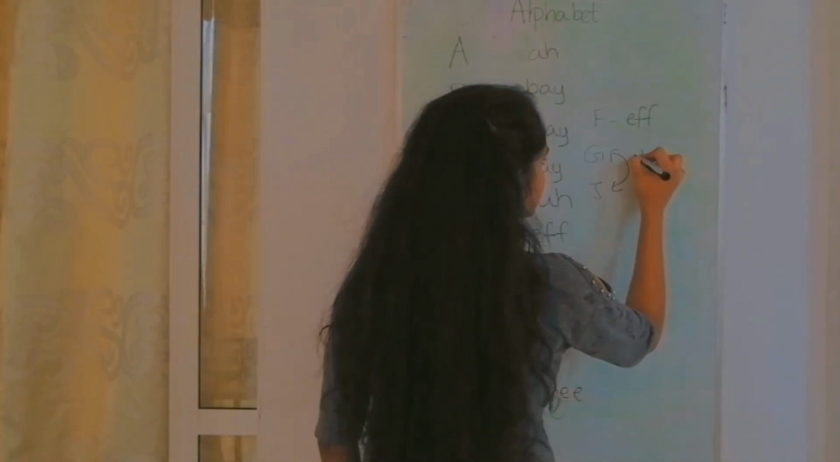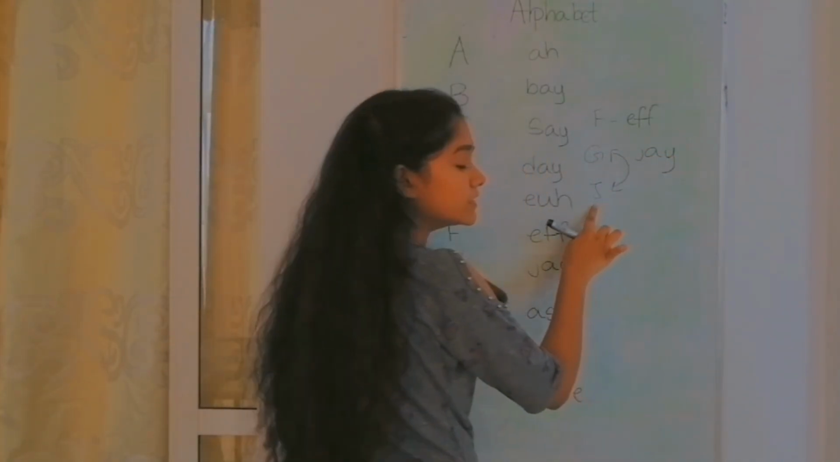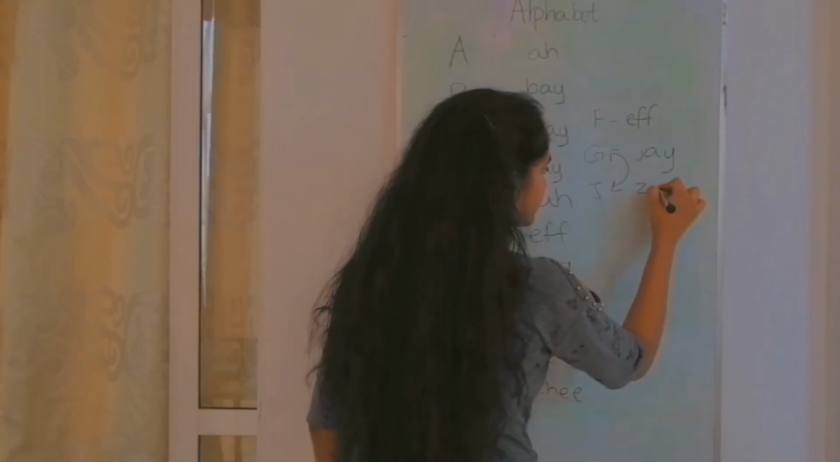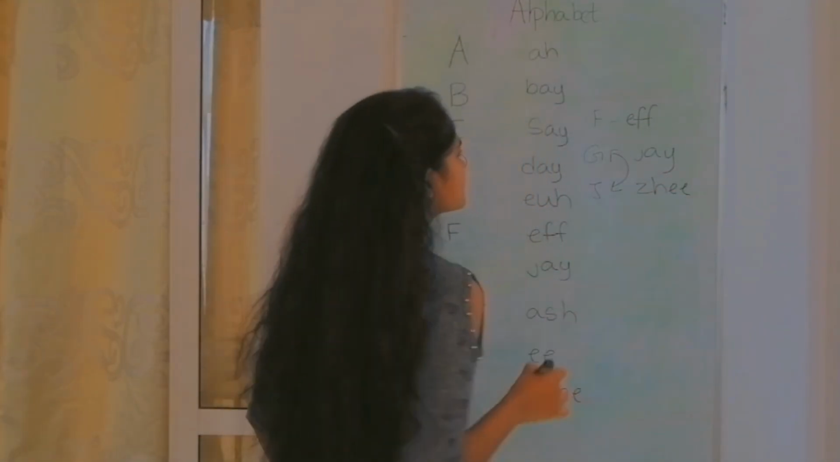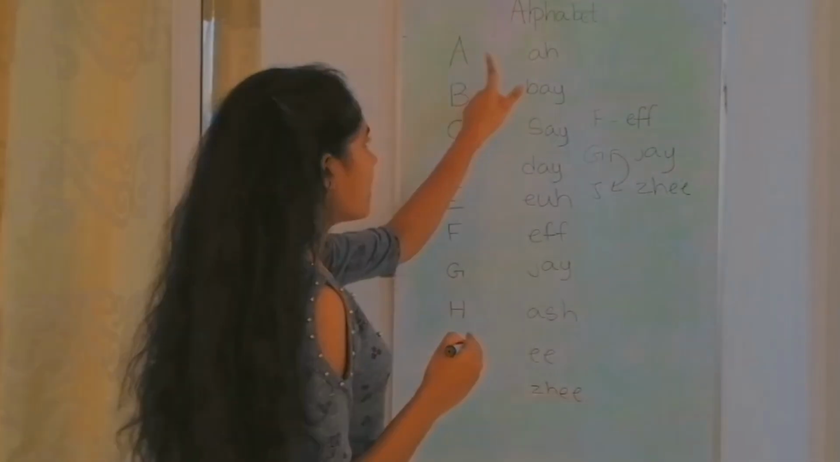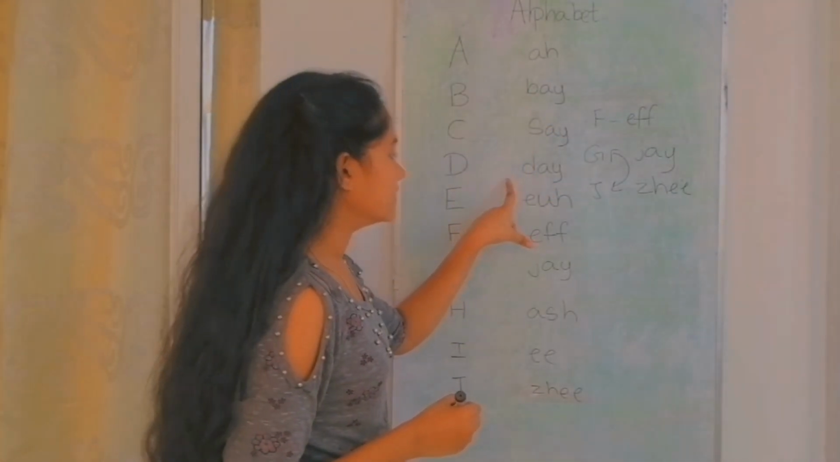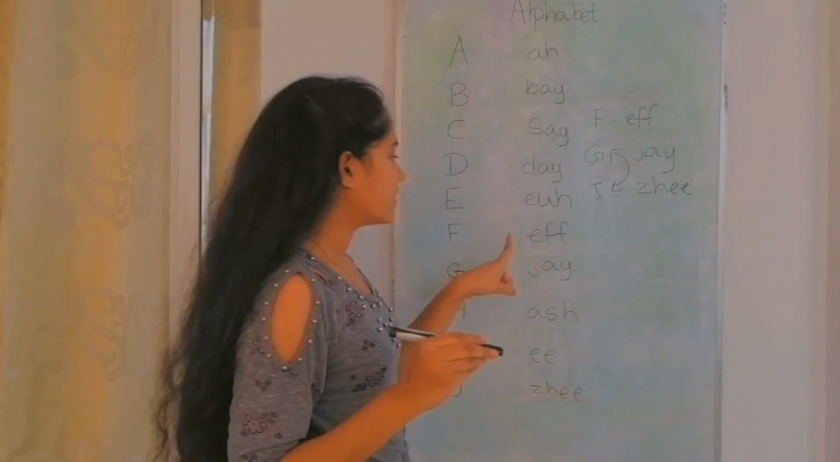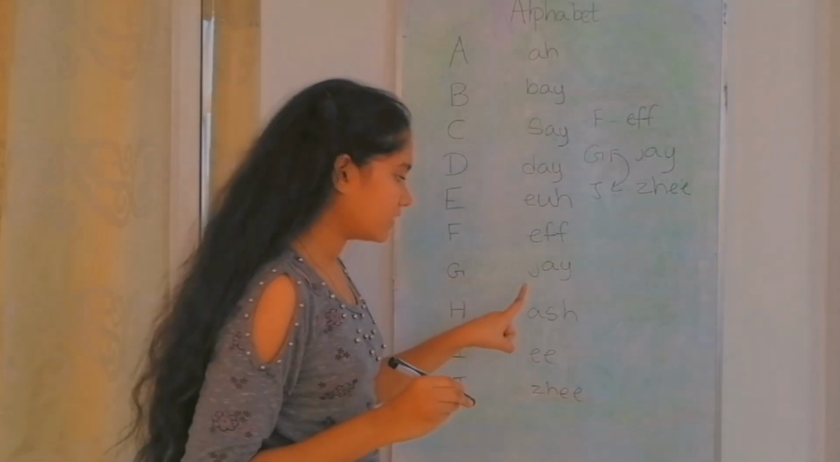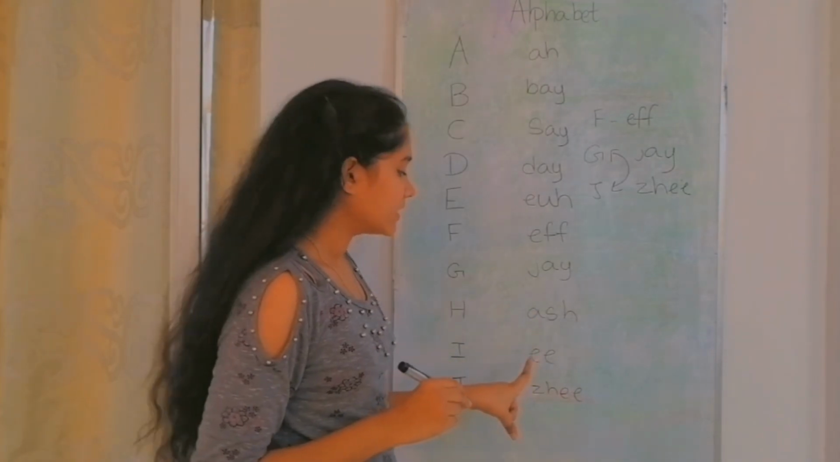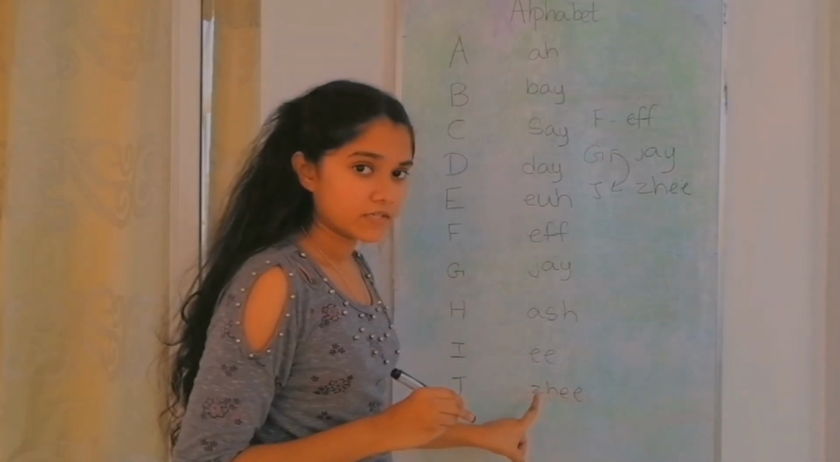G. J. J. G. So let's pronounce from the beginning. A. B. C. D. E. F. J. Ash. E. G. So let's go for the rest. K to T.